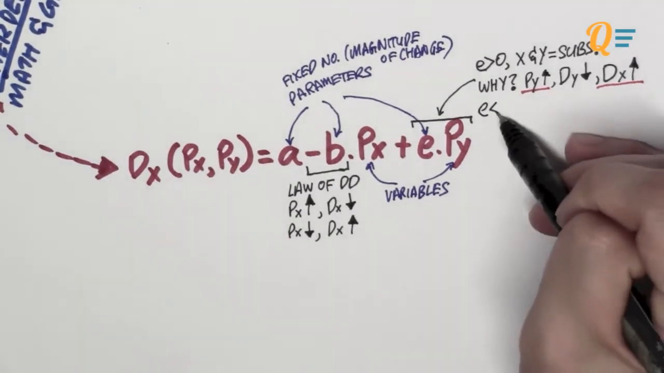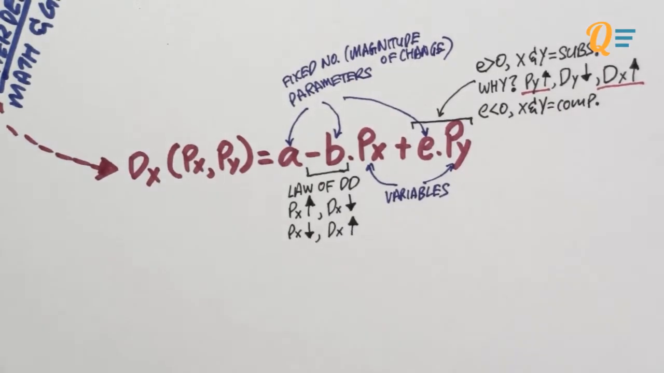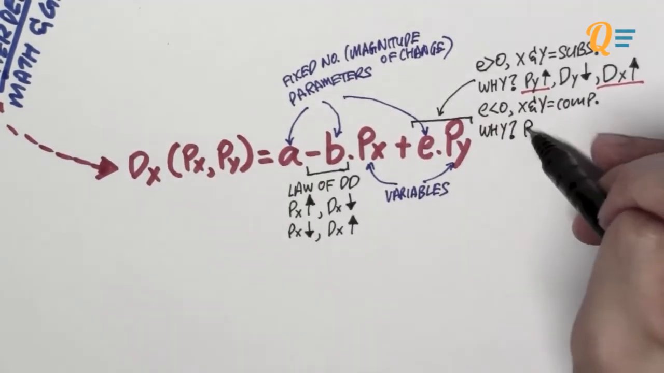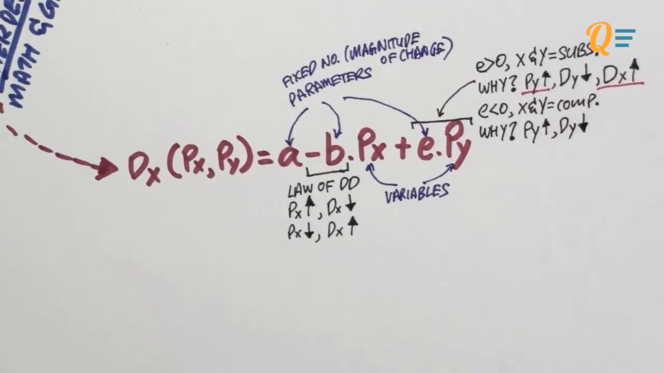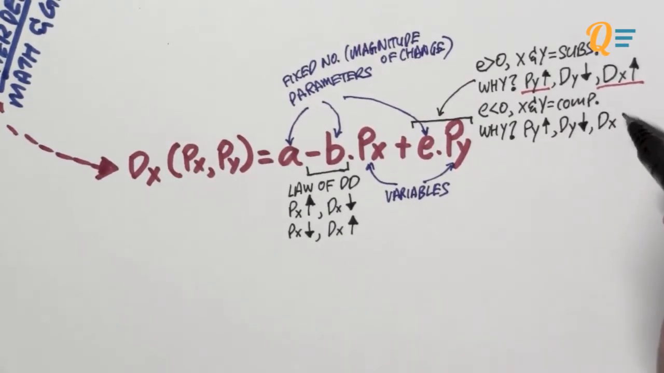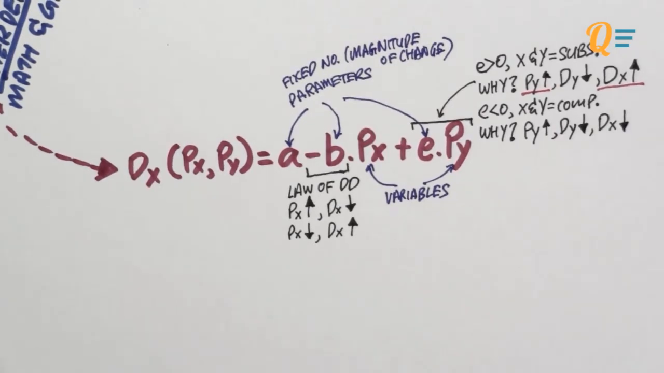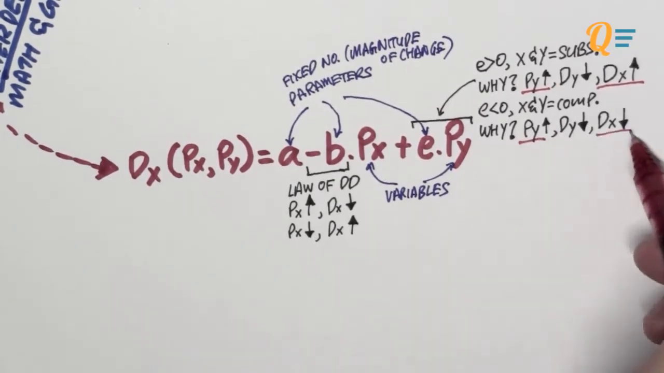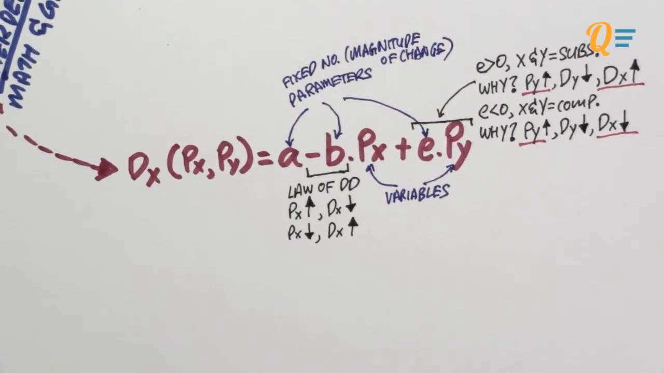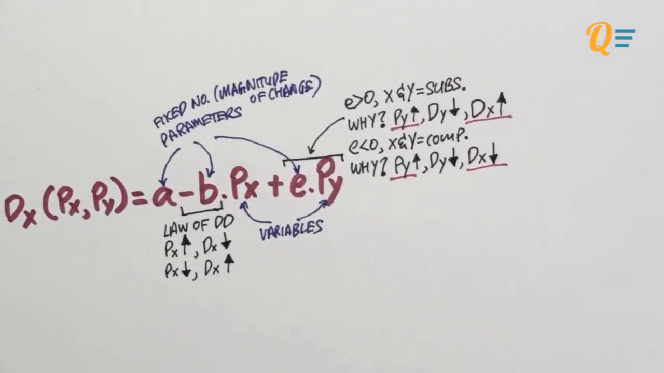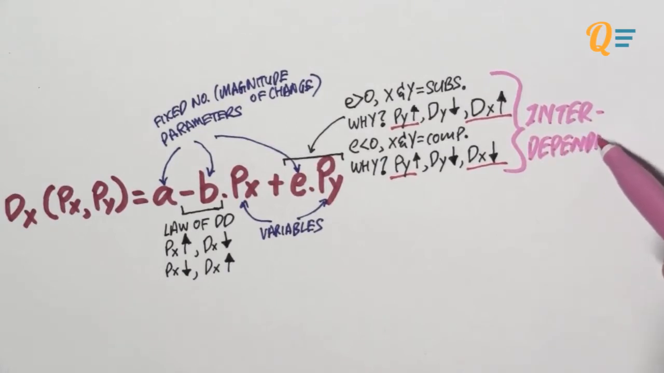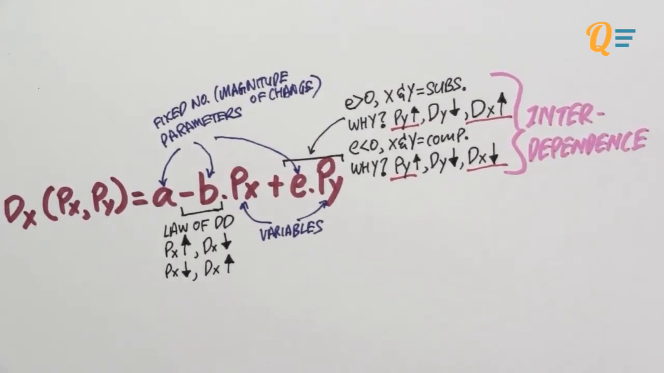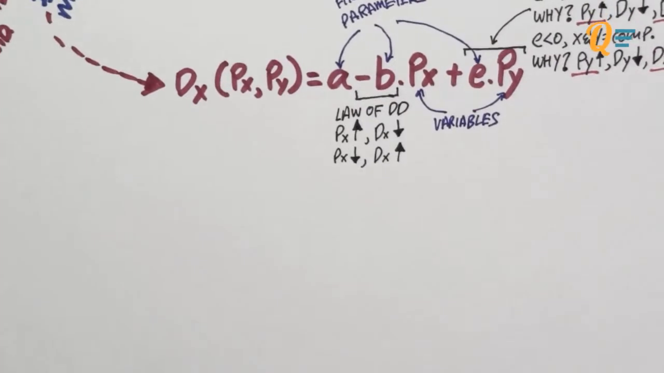So what if parameter e was less than 0 or negative? Then x and y will be complements. Why? When the price of y increases, due to the law of demand again, the demand for y would fall, and if they're complements, the demand for x would fall as well. As you can see here, there is a negative relationship between the price of y and the demand for x, and that is why when e is negative, x and y are complements. So mathematically, I've just shown you that there can be some form of interdependence between the market for good x and the market for good y.